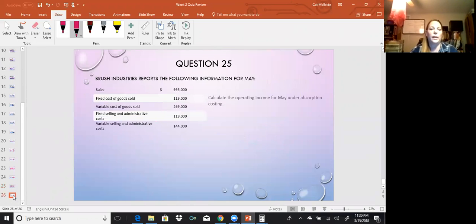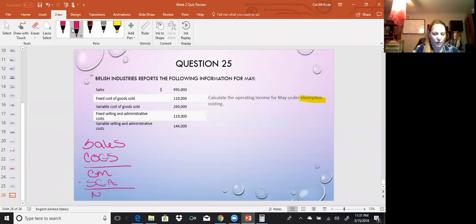Okay, last one. Thank you for hanging in there. Okay, so we want to figure out the net operating income under absorption costing. So the first thing we're going to do is we're going to say, okay, our fixed and our variable, we want to do sales minus cost of goods sold gives us the gross margin minus selling general and administrative expenses gives us net income.